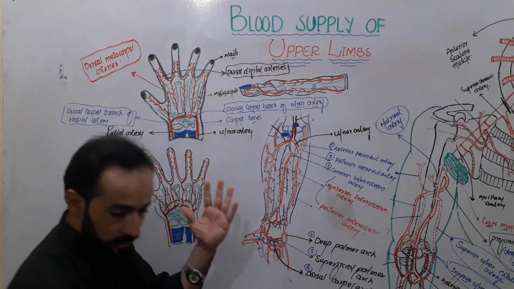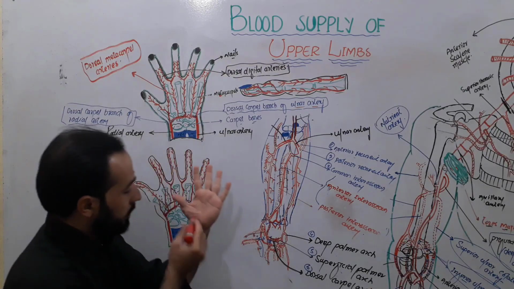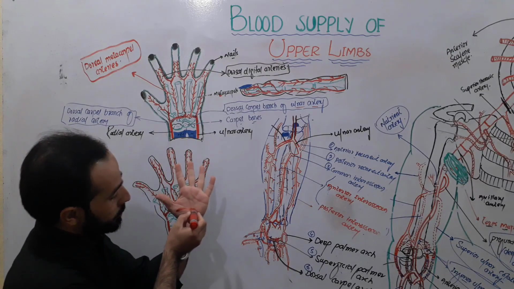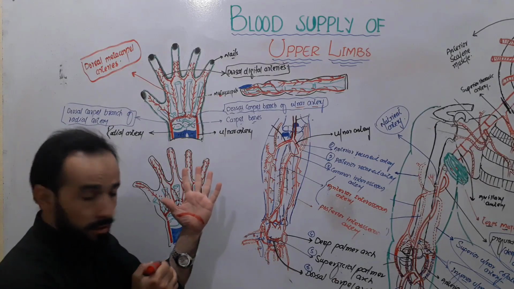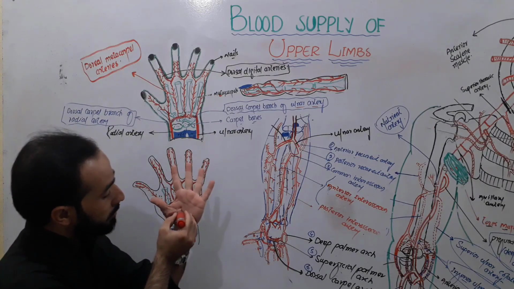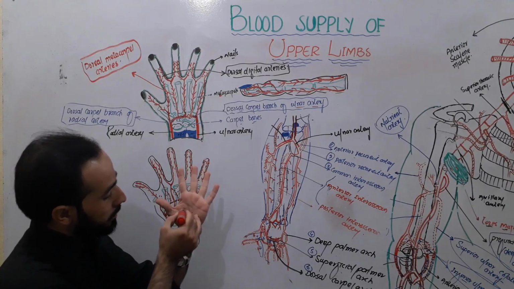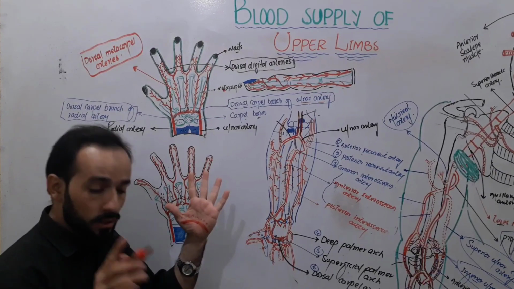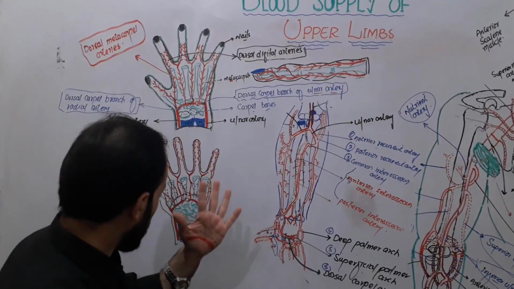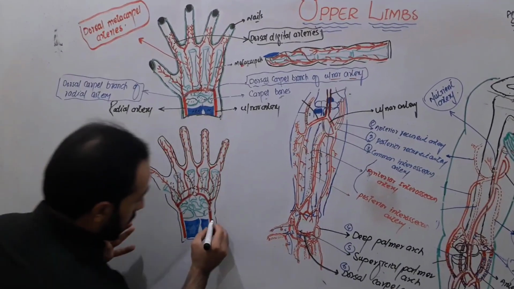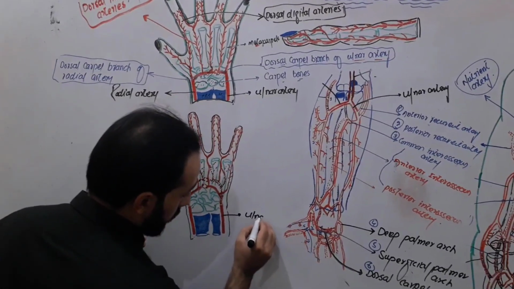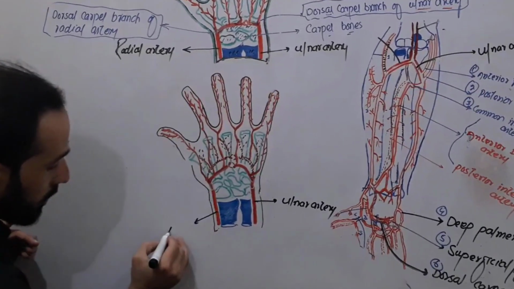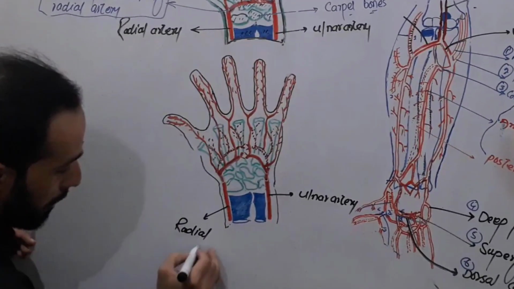Now in the palmar surface of the hand there is the superficial palmar arch, right? And there is the deep palmar arch. You have to keep it in mind that you can see this is our ulnar artery. This is the ulnar artery. And here is our radial artery.